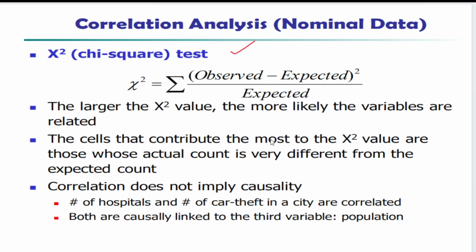So the chi-square test, how can we perform it? Chi-square is equal to sigma of observed minus expected, whole square, divided by the expected. This is the empirical equation. We are going to use it for finding the chi-square test.